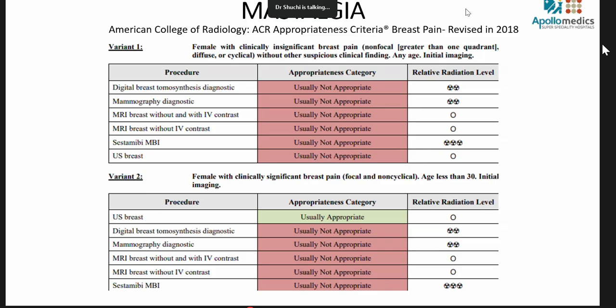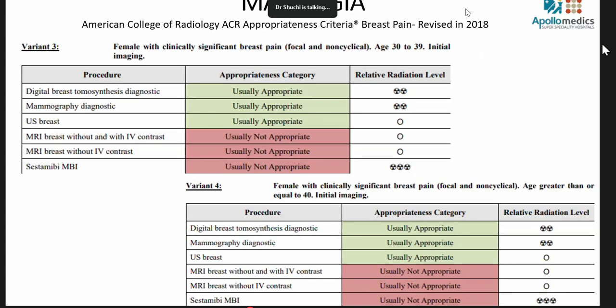Second variant is a female with clinically significant breast pain, focal, non-cyclical, age less than 30. Initial imaging, obviously ultrasound. Third variant is a female with clinically significant breast pain that is either focal or non-cyclical, age 30 to 39. On initial imaging, what all should be done? At 30 to 39, you can do an ultrasound, you can do a mammography, and you can do diagnostic digital breast tomosynthesis also. And if the age is more than 40 with clinically significant pain, then obviously, again, these three are there.